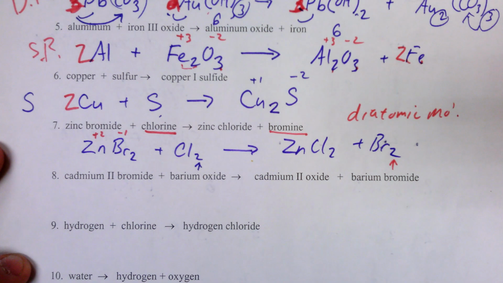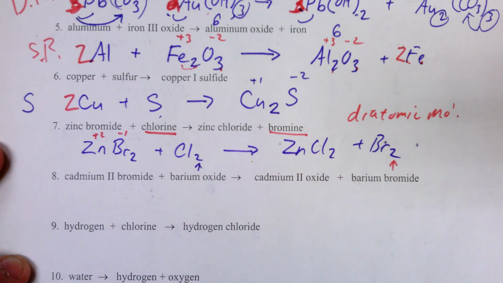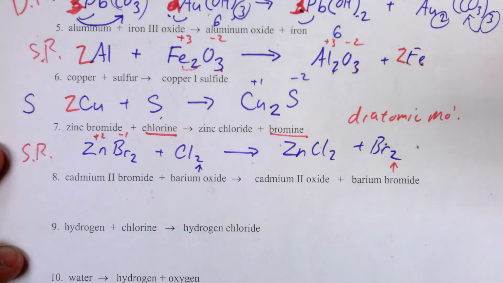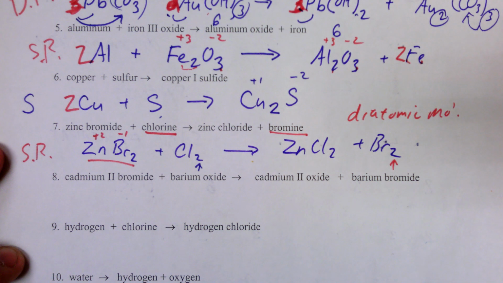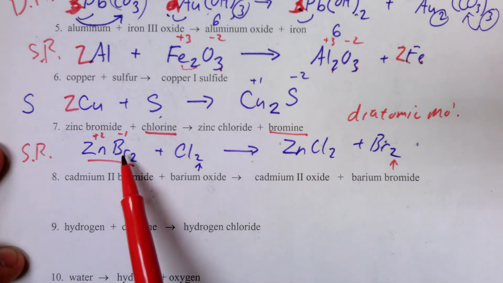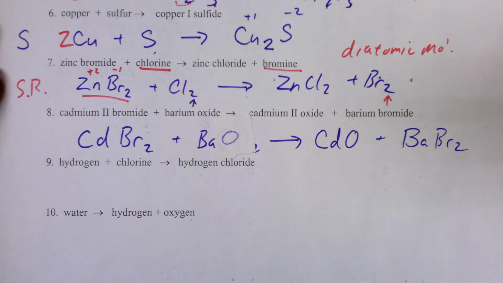And chlorine and bromine are both diatomic. So anytime they're written by themselves, they have to get this subscript down there, even though they're not being crossed and dropped with another element. So this, once again, is an example of a single replacement, because you can see we had a compound and the chlorine replaced something. There was one thing that was replaced in that compound. That's a single replacement reaction.